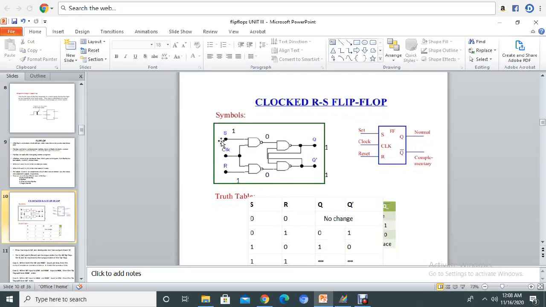So S can be either 0 or 1, R can be either 0 or 1. We have two inputs, so there are four possible combinations: 0 0, 0 1, 1 0 and 1 1. First I am applying S is equal to 0 and R is equal to 0.